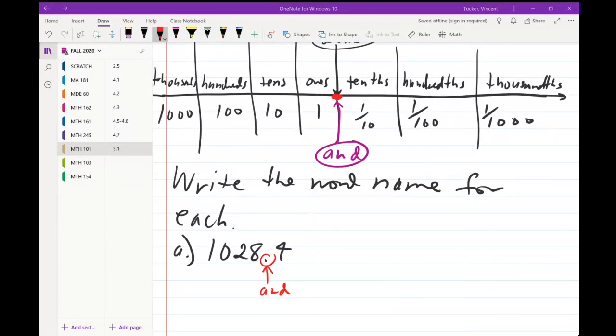Yes, Ms. Millen? Can you read it? It says write the what name? That's me writing lazy. Write the word name. Oh, okay, thank you. I'm sorry. Oh, you're all right. Yeah, write the word name for each.